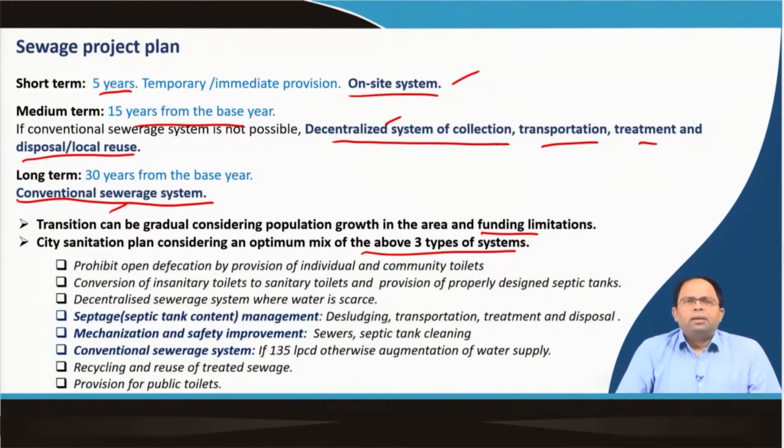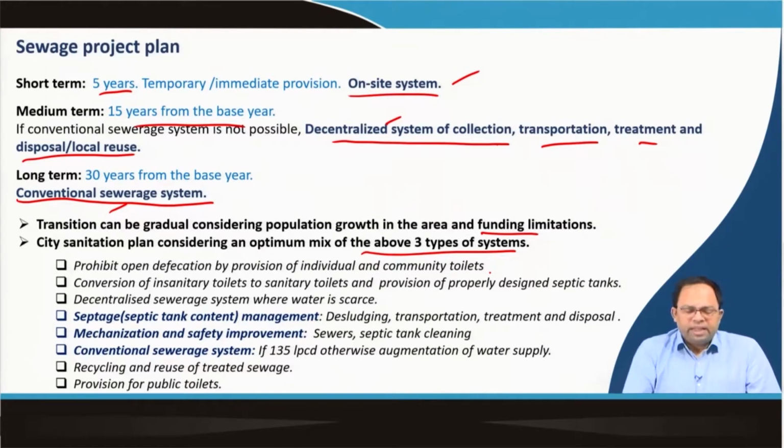Some of the basic targets: we should prohibit open defecation by provision of individual and community toilets. This is the first point that has to be achieved in an urban area, the first being open defecation free, which we discussed in our previous lecture.